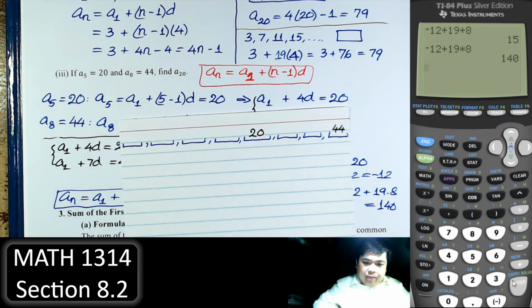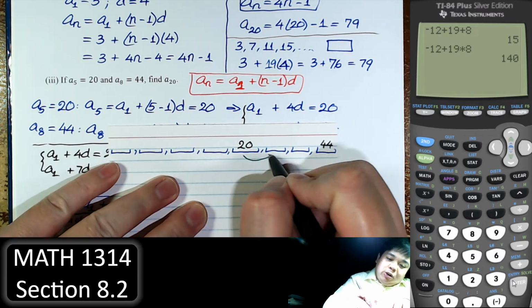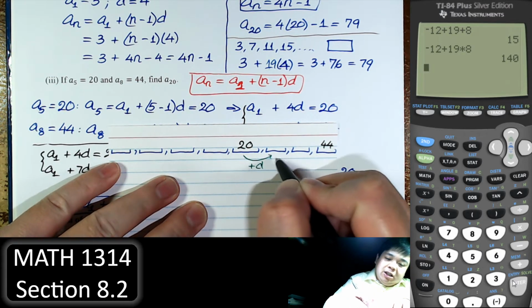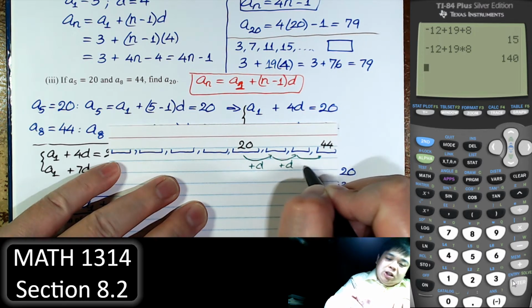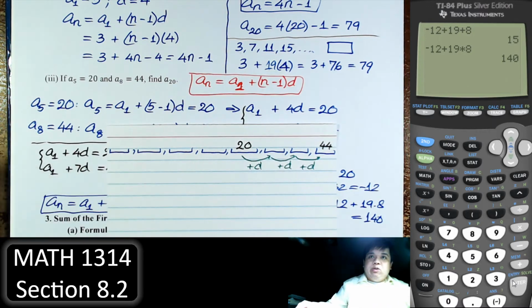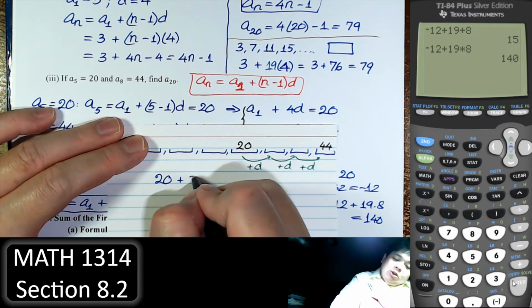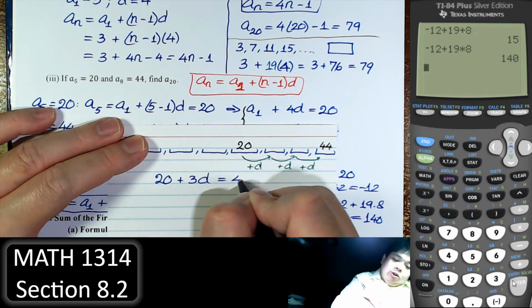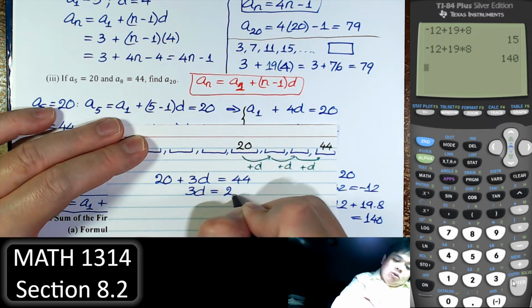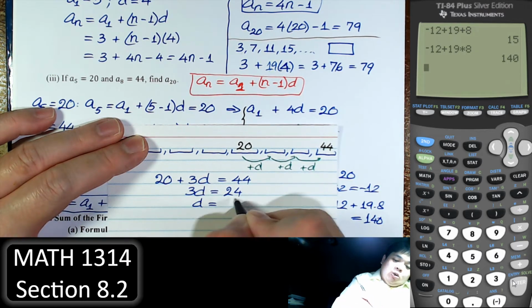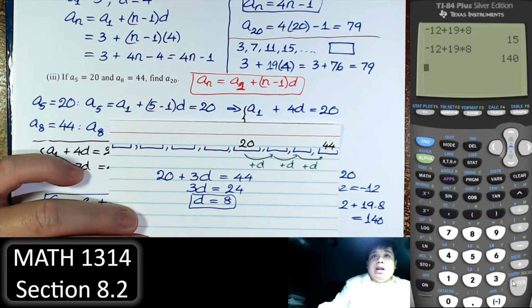Now with this, of course, from this term to the next, we're going to need one difference. So 1, 2, and 3. So we need 3 differences to go from 20 to 44. So 20 plus 3 times the difference is equal to 44. Subtract 20 on the other side. That's 24. So d is equal to 24 divided by 3. So d is 8.